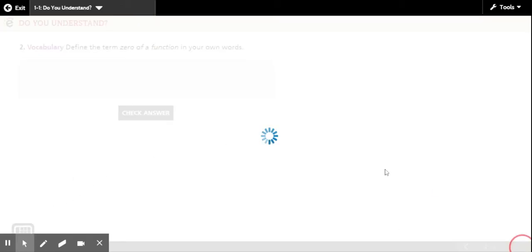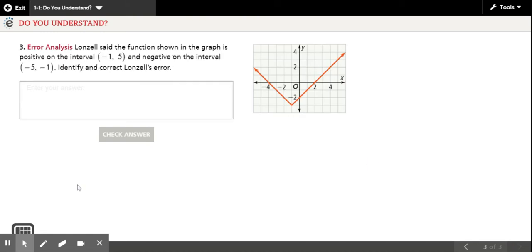And one more. Again, pause it and click back when you have a good answer. All right, Lonzel said the function shown in the graph is positive on the interval -1 to 5 and negative on the interval -5 to 1. Identify and correct Lonzel's error.